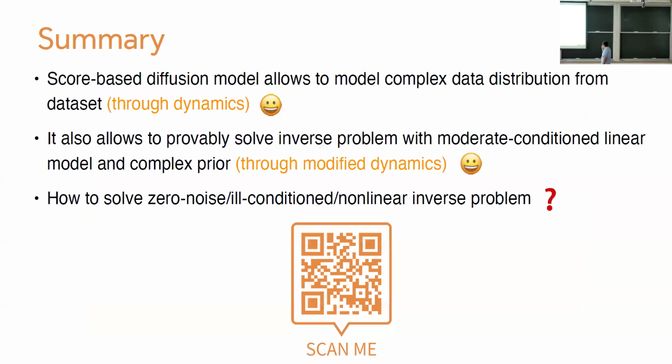Okay, this is my last slide. To conclude, the score-based diffusion model allows us to model complex data distributions from datasets through certain dynamics. It also allows us to provably solve inverse problems with moderately conditioned linear models and complex priors through modified dynamics. This is the main part of our work. A natural question remains open: how can we use similar ideas, or other techniques, to modify dynamics to solve zero-noise, ill-conditioned, nonlinear inverse problems, which are more challenging?